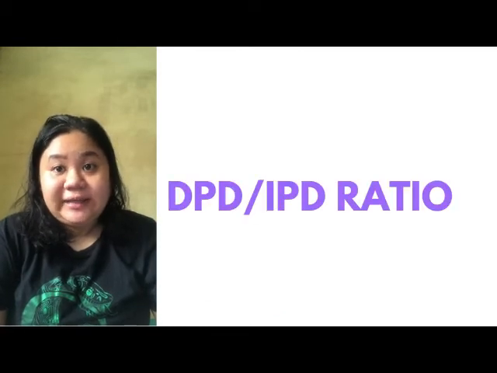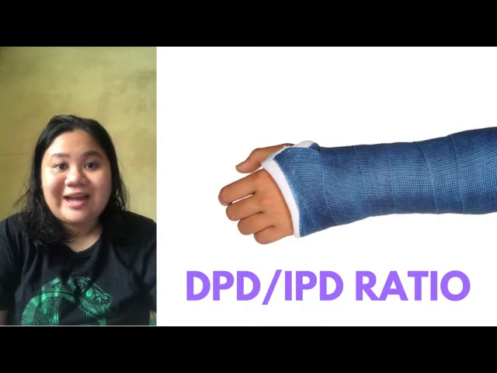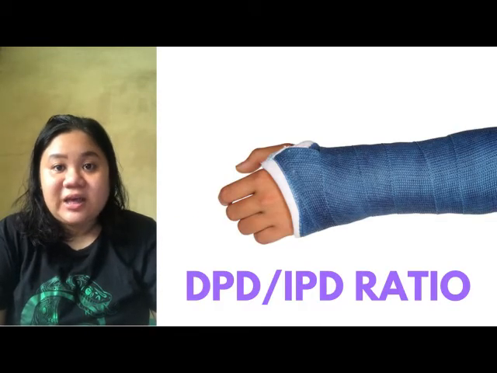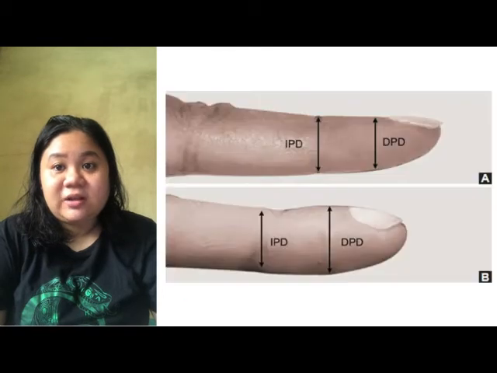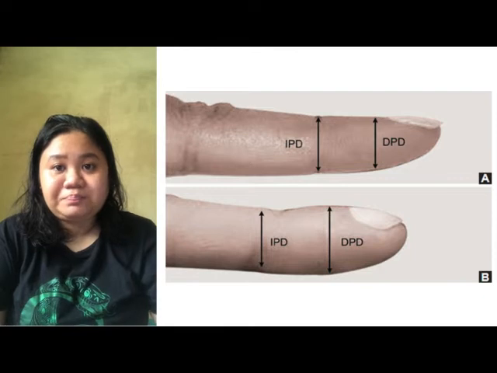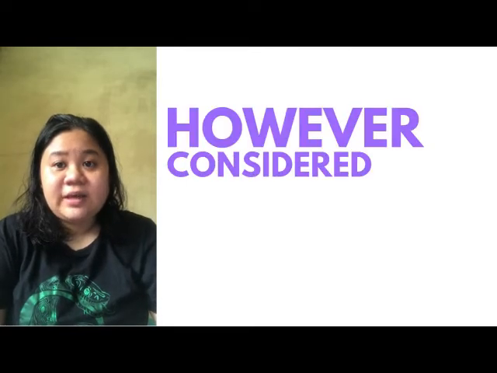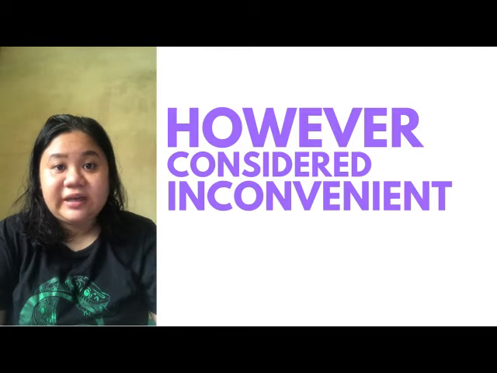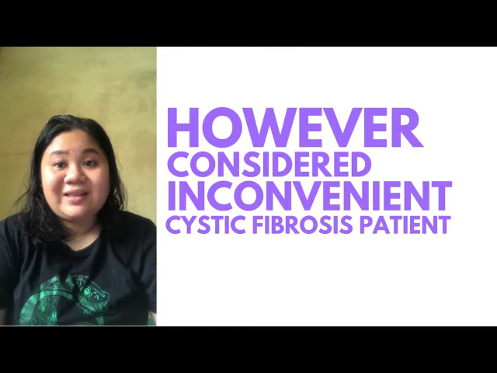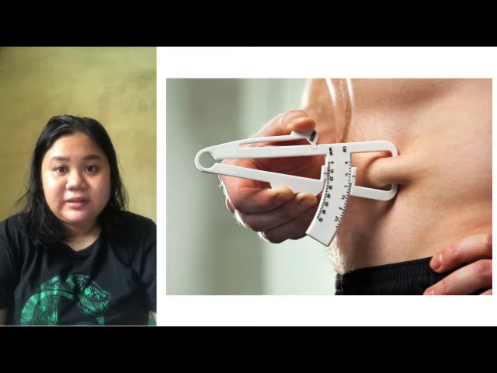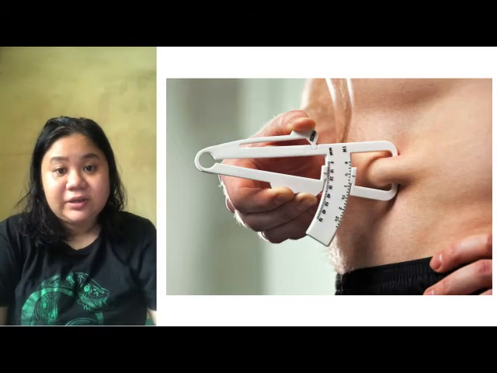Therefore, we should have measured the DPD and IPD ratio by making a solid plaster cast of the right index of each patient, measuring the distal phalangeal depth and interphalangeal depth with a micrometer. However, this was considered to be inconvenient and very time-consuming for the cystic fibrosis patient at that time. Therefore, we used the skin caliper, giving us an immediate but less sensitive indication of the degree of digital clubbing.